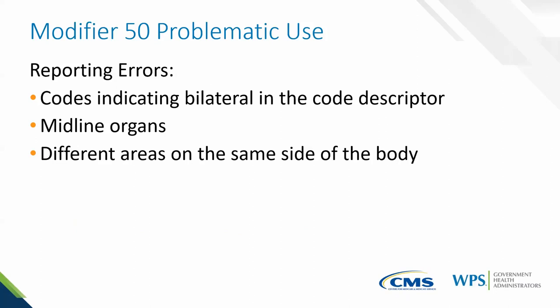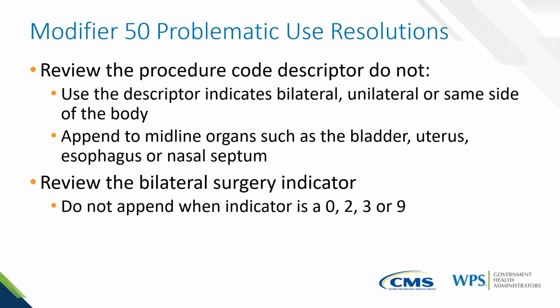There are some additional modifiers that we'll talk about in a second that can help you identify that that's the situation that you have. So what are some resolutions with that? Well, look at your code description to begin with. Does it state it's bilateral, or does it state it's only unilateral? Generally speaking, if the code descriptor states unilateral, then there's going to be a bilateral procedure code.